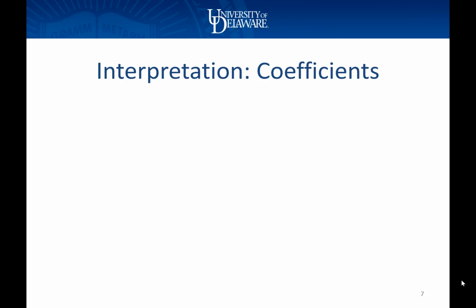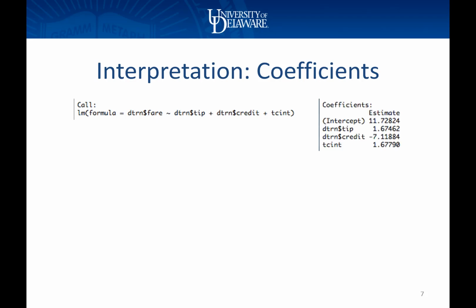Now, how do we interpret the coefficient for an interaction term? This was the code that we used to create our model with the interaction term. And this is the results. We have an intercept of 11, a coefficient in front of tip of just under 2, a coefficient for credit that is a -7, and an interaction coefficient of 1.68.